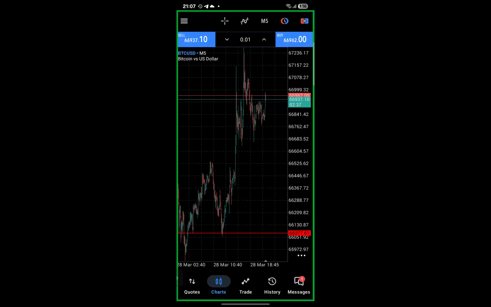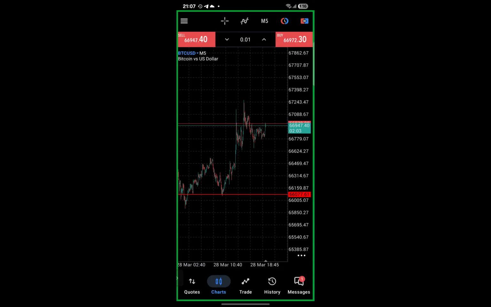So if I enter the buy trade at this point here, and the market started going up in profits, it kept going up as I predicted, and I want to close the trade, I can close it manually, right? Or I can use a take profit. So a take profit is basically a price in profit where you want the broker to close the trade for you.